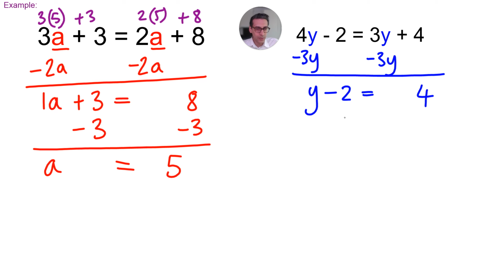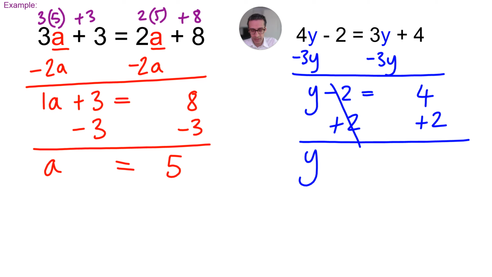Now I want to isolate y, so I'm going to add 2 to both sides to solve it, and that gives us y, that's a zero pair, that cancels out, is equal to 4 plus 2, which is 6. And that's your answer, and that's it for these 2 examples.